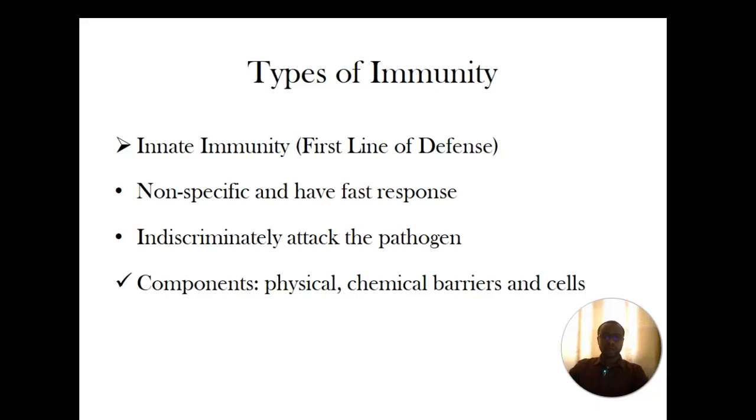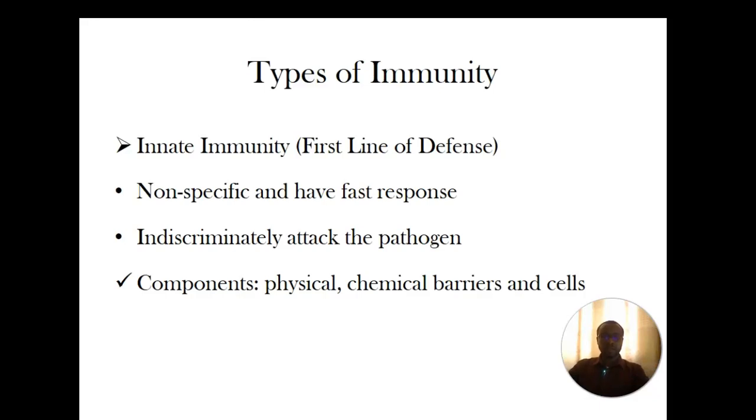When it comes to types of immunity, in general there are two types: innate immunity as well as adaptive immunity. Innate immunity in general is the first line of defense. It is non-specific and has a fast response, and it indiscriminately attacks pathogens. It does not discriminate whether it is a bacteria, a virus, or a parasite.